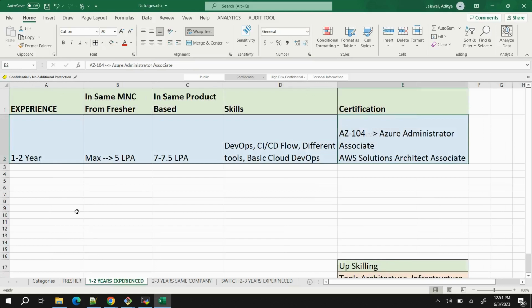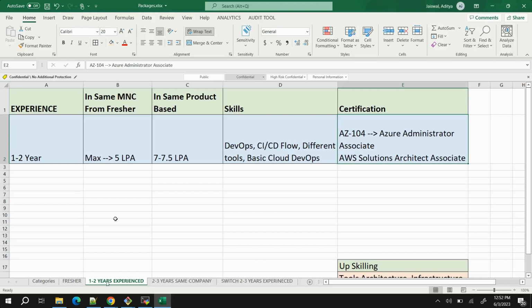Now coming to 1 or 2 years of experience. This is the case when you joined a company as a fresher, but after 1 or 2 years you have not switched. As per my suggestion, if you are joining a company and having good learning opportunities, then at least stay there for 2 years. The reason I say so is that if you switch after just 1 year, the interviewers will first consider that this guy does not stay at one company, so they won't always consider you a good candidate.